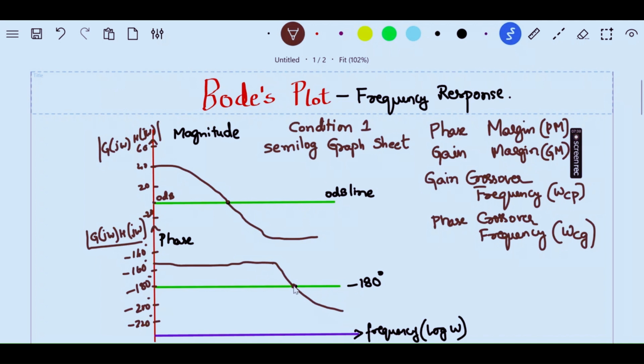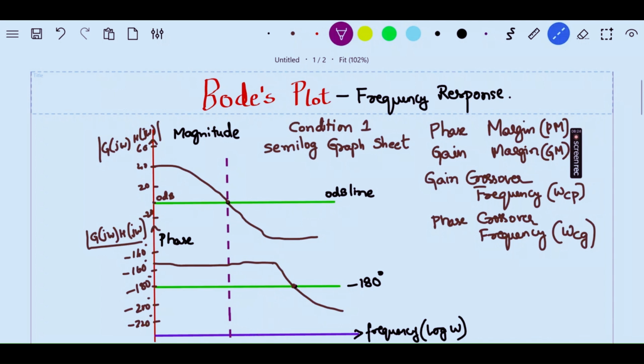Now, we will try to draw a line, vertically, from this point. That line should cross both the phase plot and the frequency axis omega. So we draw a line from the 0 dB point vertically, which crosses the phase plot, the minus 180 degree line, and also the frequency.